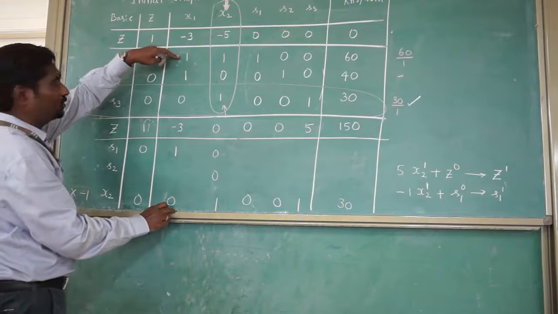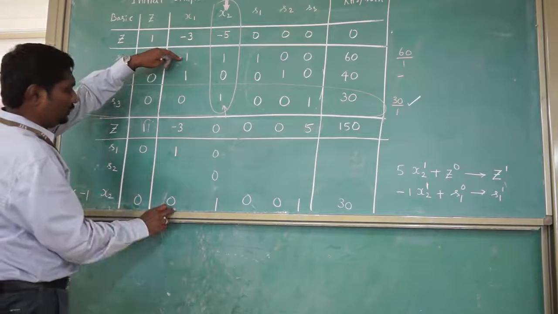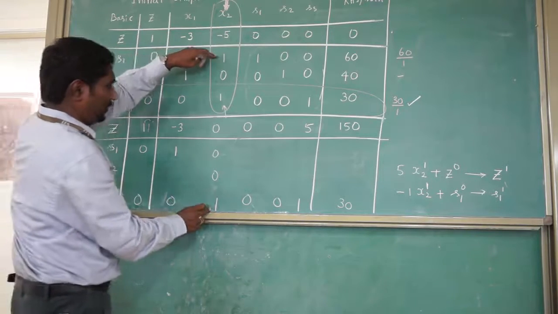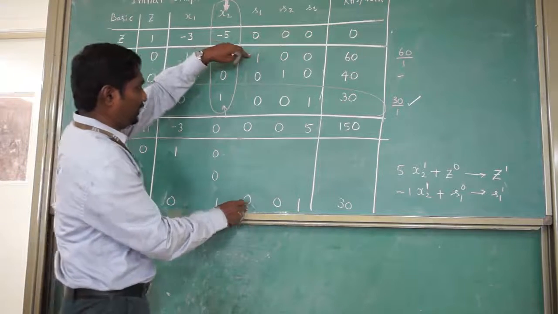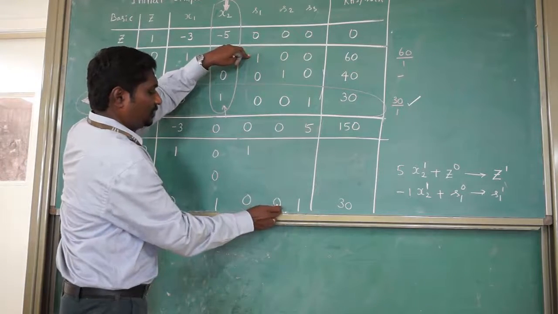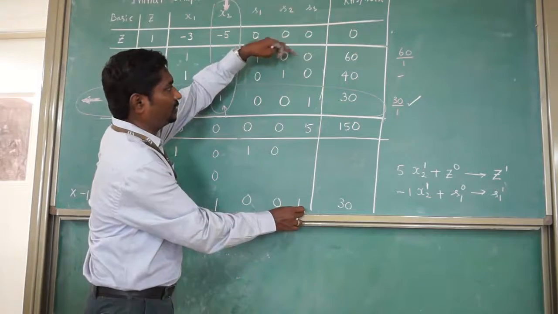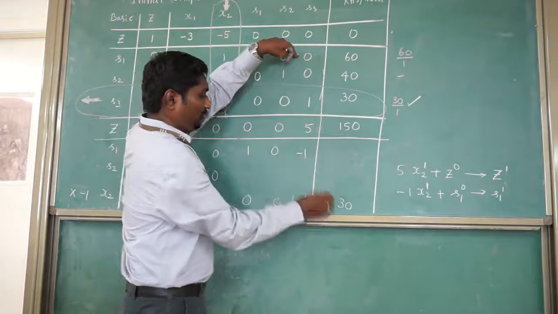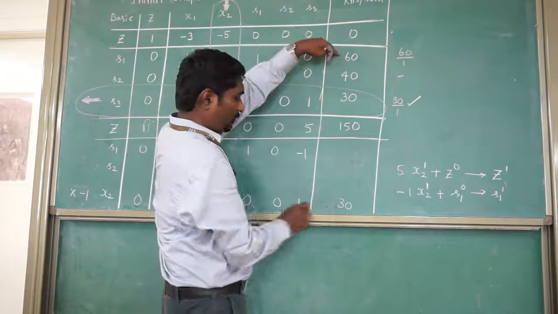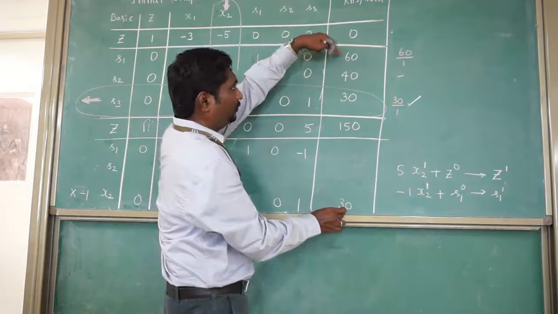Multiply this by minus 1, you get minus 1, add to this, you get 0, plus 1 is 1. Multiply this by minus 1, add to this, 0. Multiply this by minus 1, add to this, you get 1. Multiply this by minus 1, you get 0, plus 0 is 0. Multiply this by minus 1, you get minus 1, add to this, you get minus 1. Multiply this by minus 1, you get minus 30, plus 60 is.